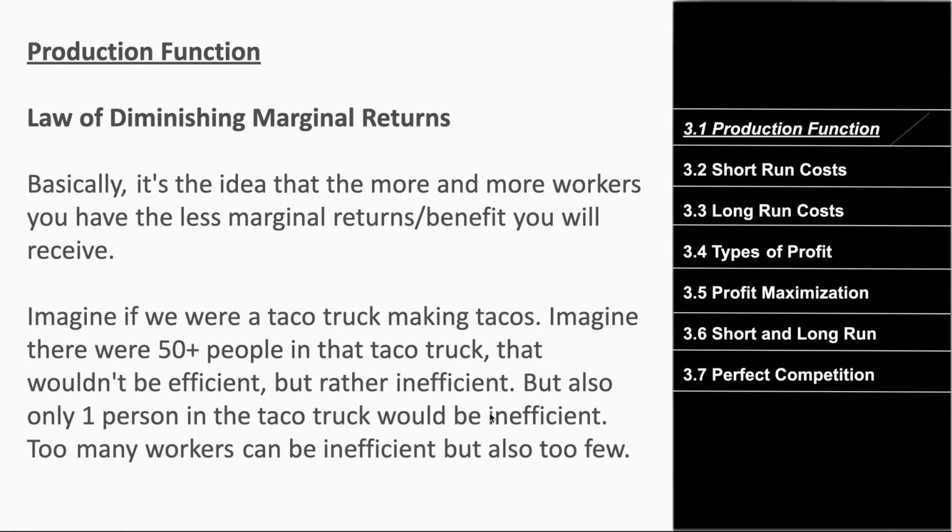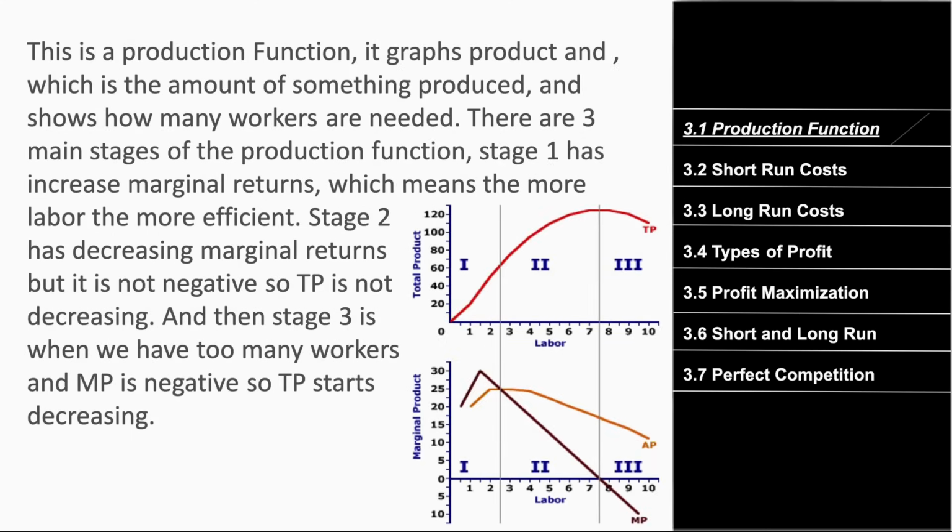Only one person would also be inefficient. So don't get the idea that more workers is bad, right? More workers can be good. You just need an optimal amount of workers. Too many workers and you're inefficient. Too few workers, then you're not utilizing all your opportunity. That's the idea of the production function.